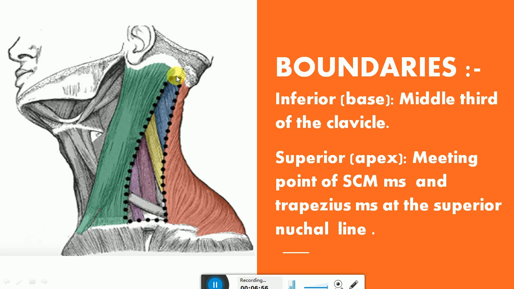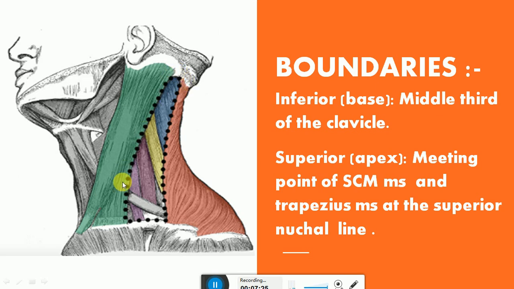And this apex is formed at the level of superior nuchal line. This is the occipital region, and in occipital region we have seen that there are nuchal lines. So this is the nuchal line. At this nuchal line, we can see the meeting point of these 2 muscles. The first muscle is the sternocleidomastoid muscle, and behind we have trapezius muscle. So this is forming the apex.